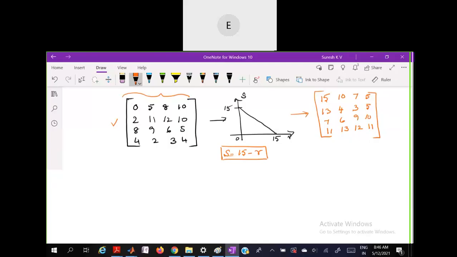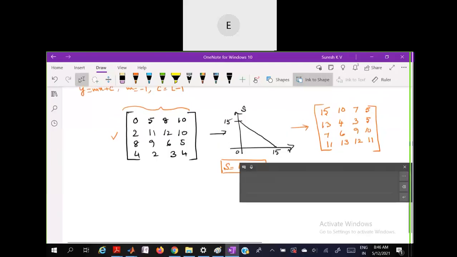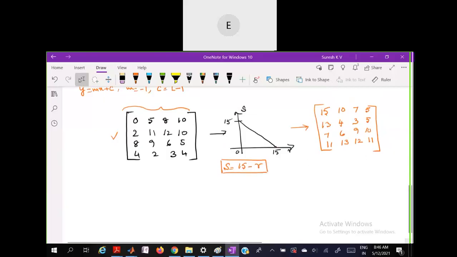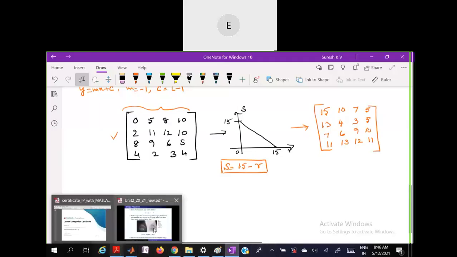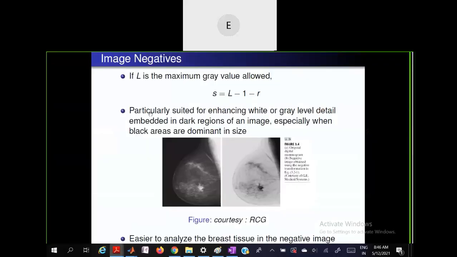Any doubt in this? How I can get the negative of a given image? Any doubt? Or is it so complicated or so silly? Please respond, any of you. Shall I continue? Yes, sir. Okay. So this is how image negative can be determined.